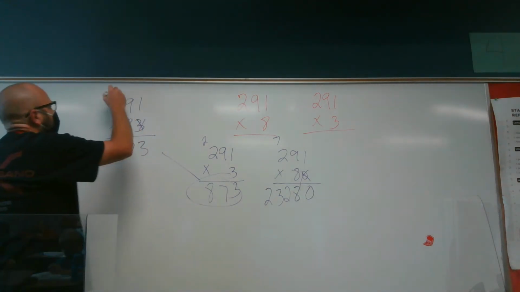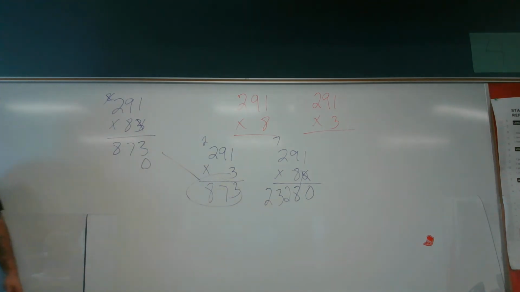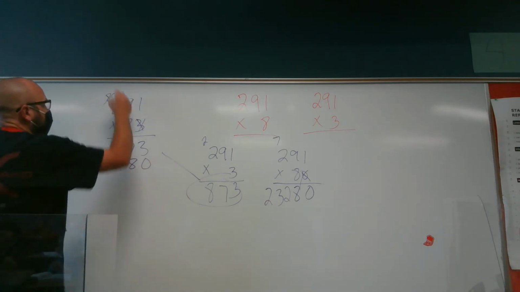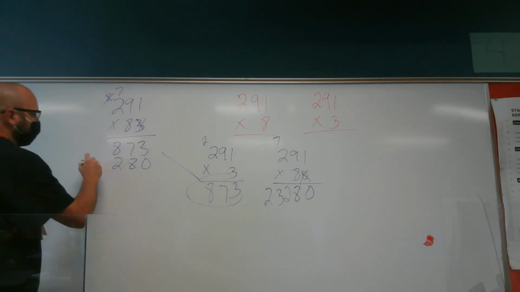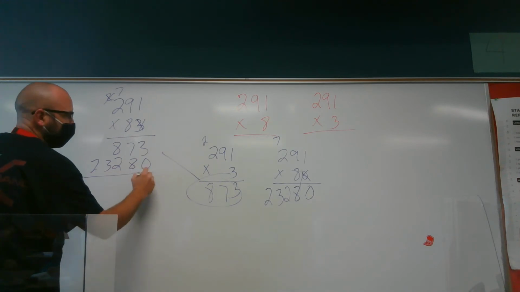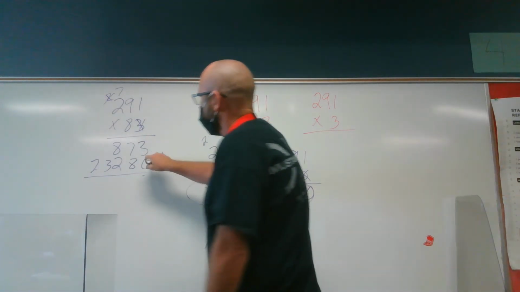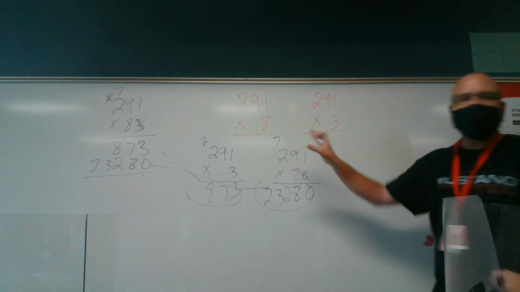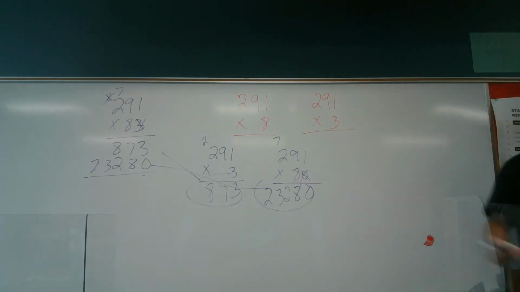Now I'm in my tens place, so that 0 has to go there. 8 times 1 is 8. 8 times 9 is 72. 16, 23. Which is here. So you don't have to do it like that. You can break it apart if it makes it easier for you. Because nobody wants to add 291 together 83 times. That would be a lot of paper.